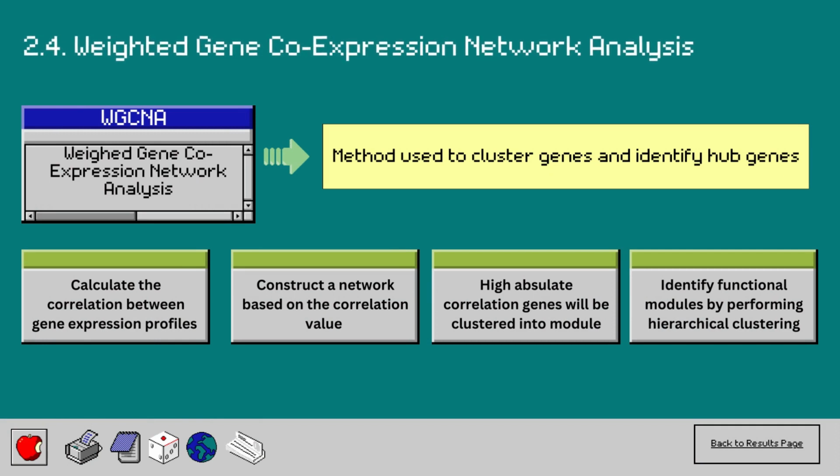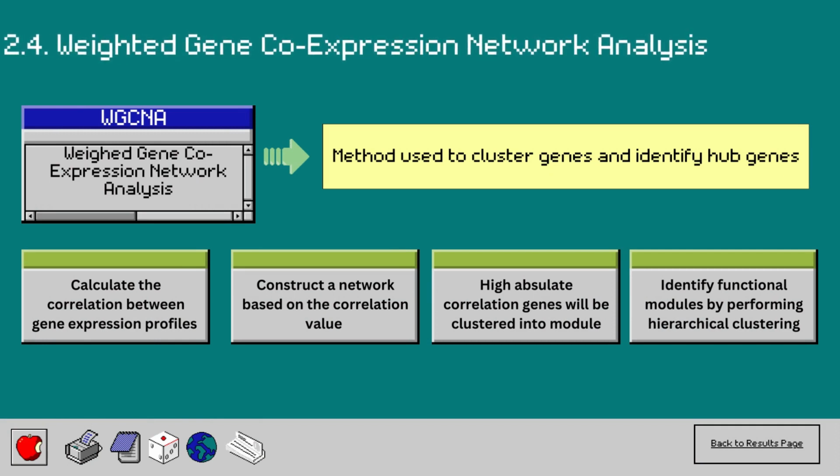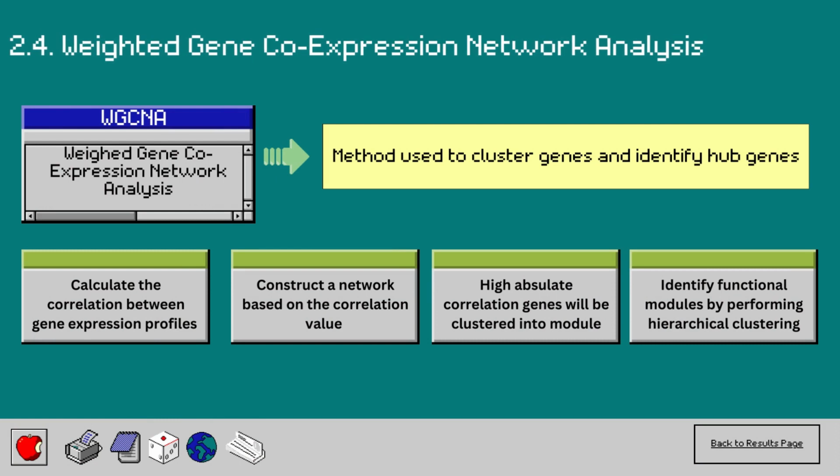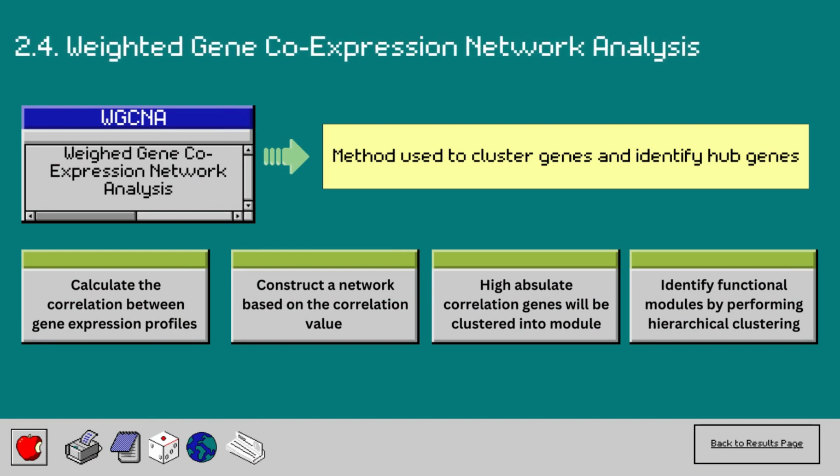After that, the researchers cluster the genes and identify hub genes using a method called Weighted Gene Co-Expression Network Analysis, WGCNA. It is a method that calculates the correlation between gene expression profiles and constructs a network based on the correlation value. Genes with higher absolute correlations will be clustered into modules, and from the modules, they identify the functional ones by performing hierarchical clustering.